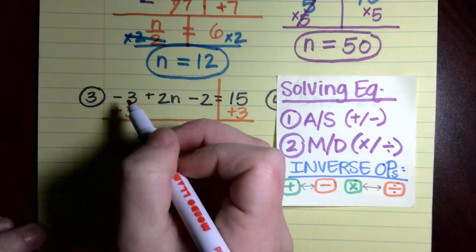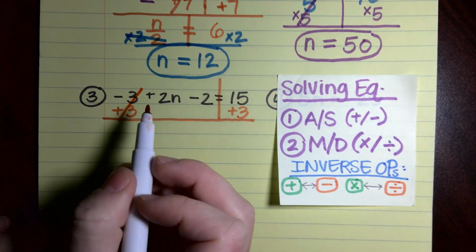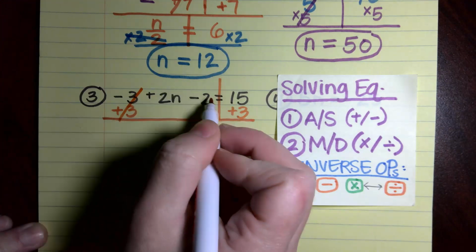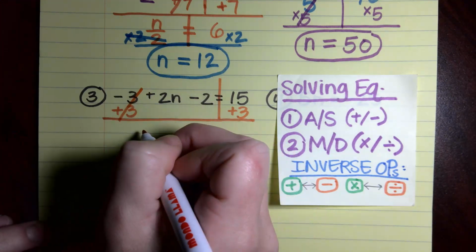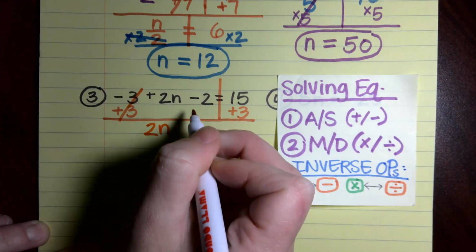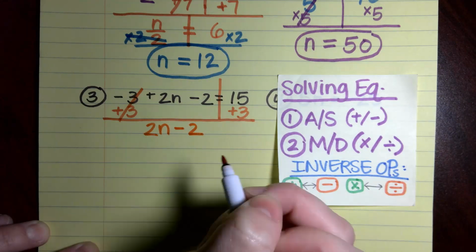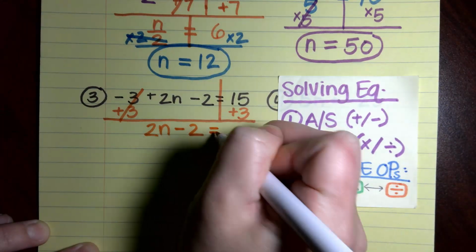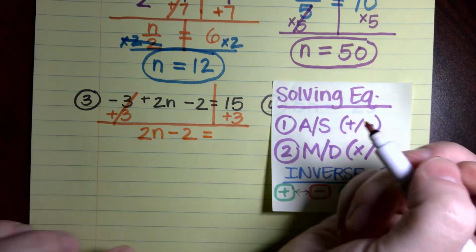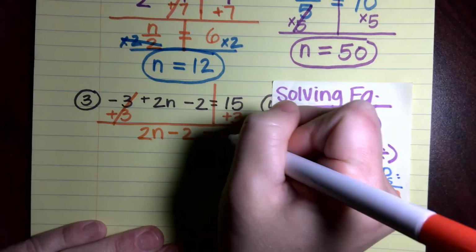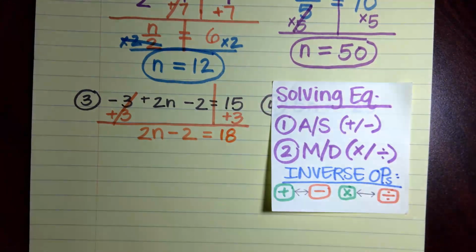Okay, our 3's cancel. Now, let's rewrite what we have left. We still have 2 times n minus 2 equals 15 plus 3. What's that? 18. Good.